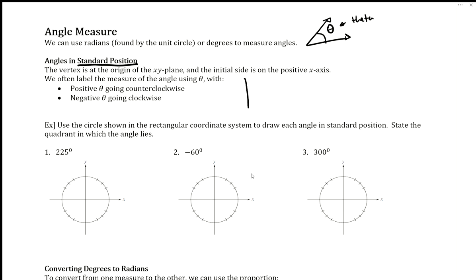So standard position means we draw our axis. So there's our XY axis. And we always start, let's mark it in blue, so I'm going to do a positive angle theta. We always start with our initial side on the x-axis. And then if it's positive, we go counterclockwise. So let's pretend that's where our angle ends up. So we went some length there like that.